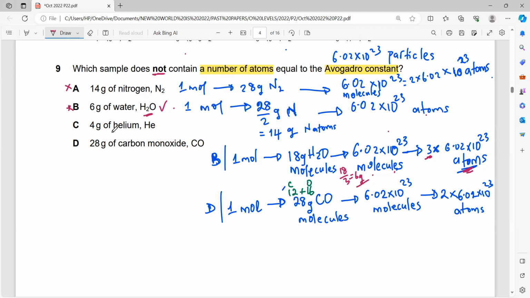The C part, you have 4 grams of helium, of course, which has what? 6.02 times 10 to the 23 atoms. So that has no problem.